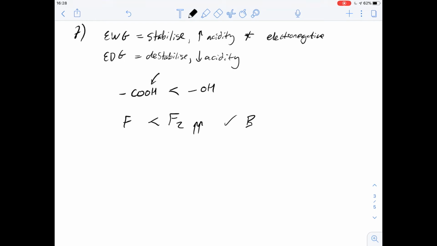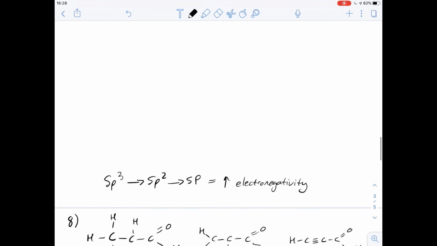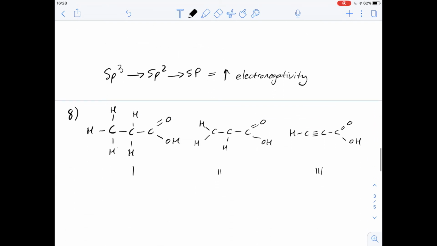And finally, we've got question 8, which talks about the s character of the hybrid orbitals of the carbon. So we're told straight away that going from sp3 to sp2 to sp means increasing electronegativity. And again, this is just the same as the electron withdrawing group. The more electronegative it is, the more of an electron withdrawing effect it has. Another way you could say this, then, is that this increases stability and also increases acidity.